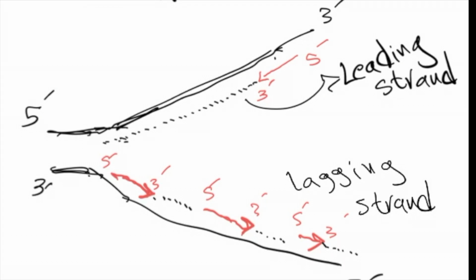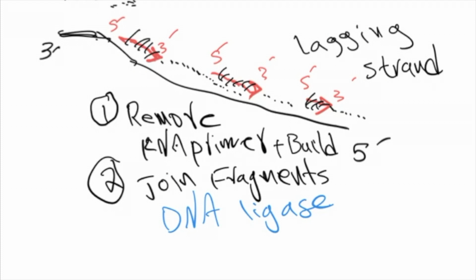Why do we call it the lagging strand? Well, because it lags behind the leading strand, because it's made in little pieces, and those little pieces have to be connected with one another. And how are these little pieces connected to one another? Well, two things need to happen. So we're going to remove these primers. DNA polymerase is going to build whatever we've removed, and then the fragments have to be joined together using DNA ligase, which is another enzyme that is involved.